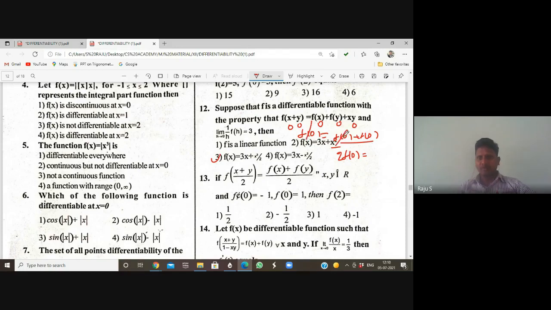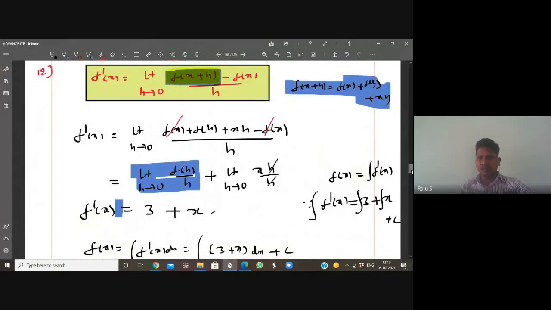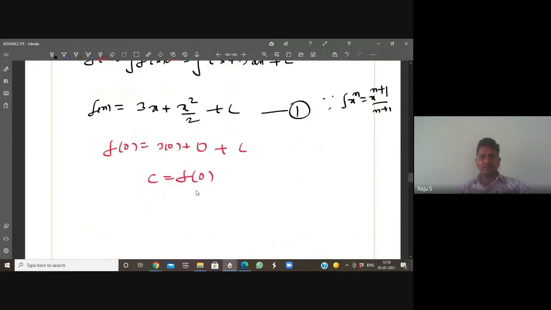On f of 0 get cancelled. Direct f of 0 value is 0. So when f of 0 value is 0, c value is also 0. This c value 0 substitute here.